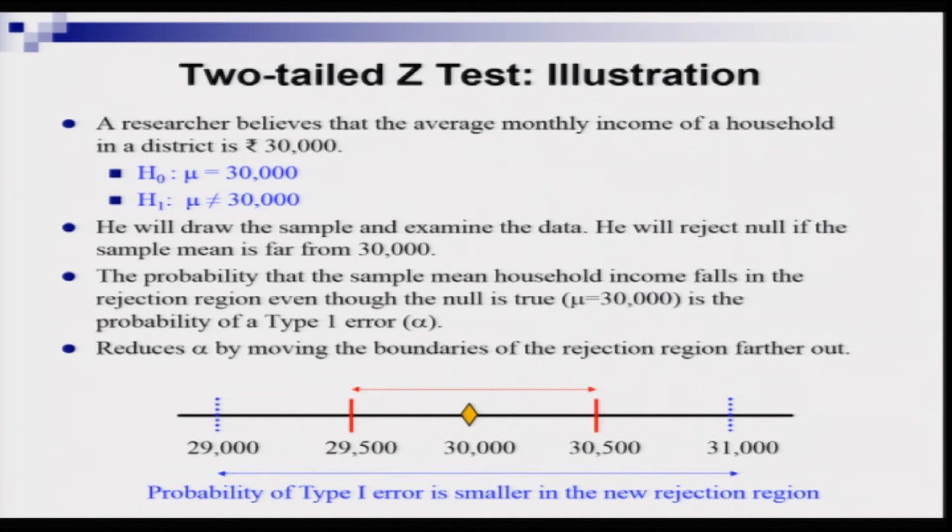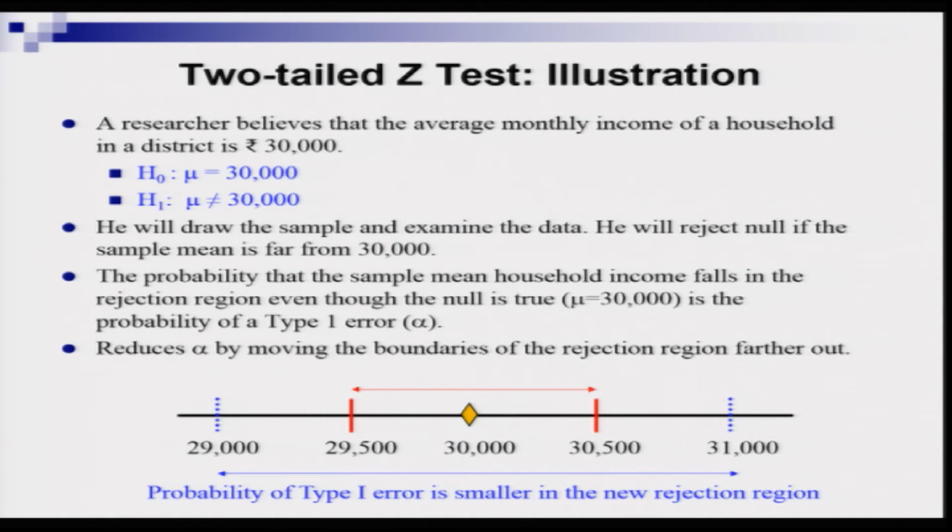So, I am assuming here that the unknown population mean is 30,000, and that point I have marked with a golden colored diamond. The researcher can assume that if the sample leads to a sample mean in the range 29,500 to 30,500, then he is going to be sure that indeed the monthly average household income is 30,000 for the population.